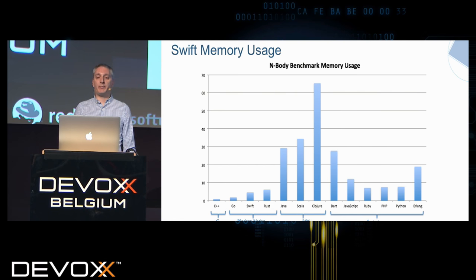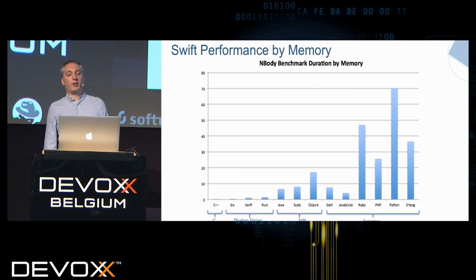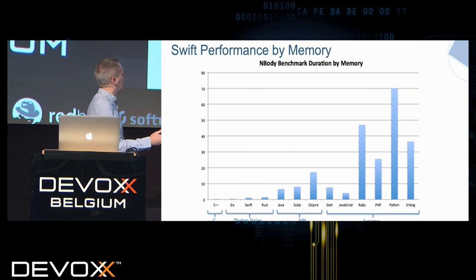But these modern native languages down on the bottom left, Go, Swift, and Rust, perform really well in terms of memory usage. So we've looked at duration and we've looked at memory usage. Let's combine the two and divide them and look at duration by memory. This is almost like seconds per megabyte or whatever you want to call it. And you can see here that when you're looking at the two combined, Swift starts to look really attractive.